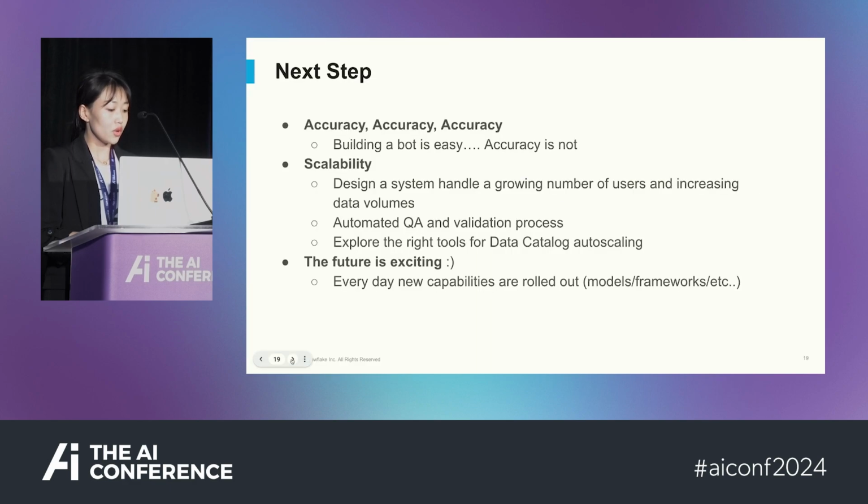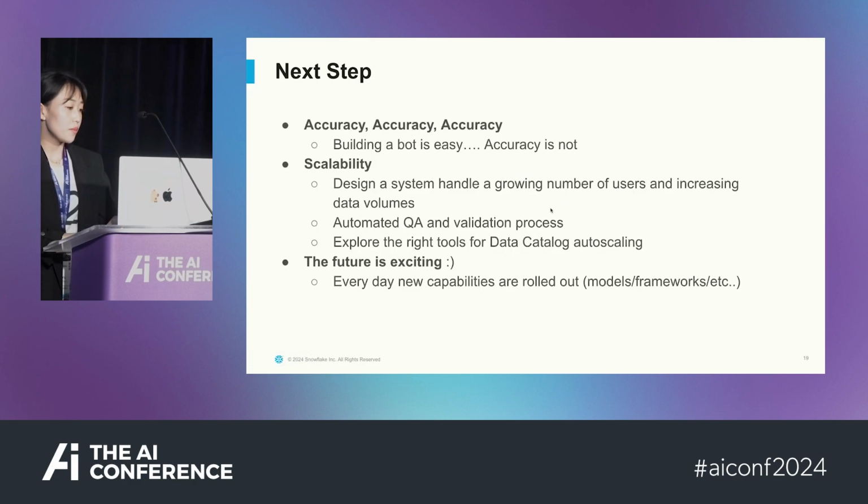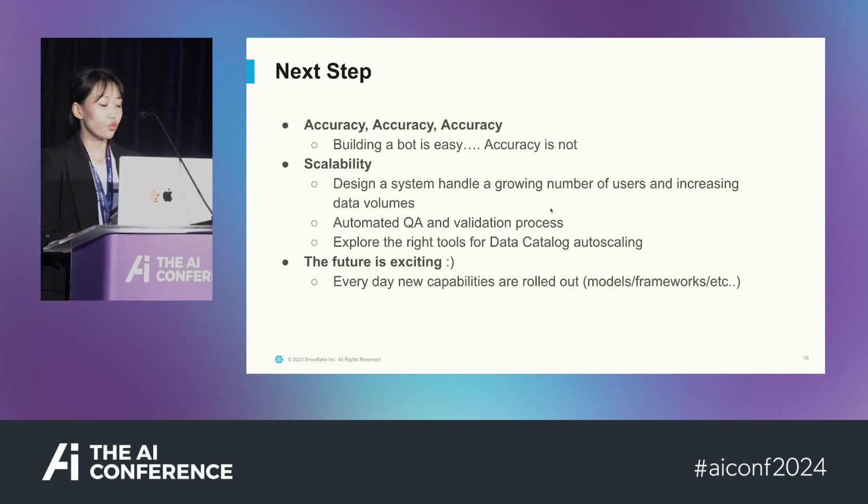Okay, so I think it's almost the end of this session. For what's next, I think the most important is accuracy, accuracy, and accuracy. Like I said before, building a chatbot is easy, but building an accurate and reliable one is not. Another requirement we're thinking about right now is scalability, because with the growing number of users and increasing data volumes, we want to find a way to smoothly handle everything. Also, we want to apply this infrastructure to other teams' data.